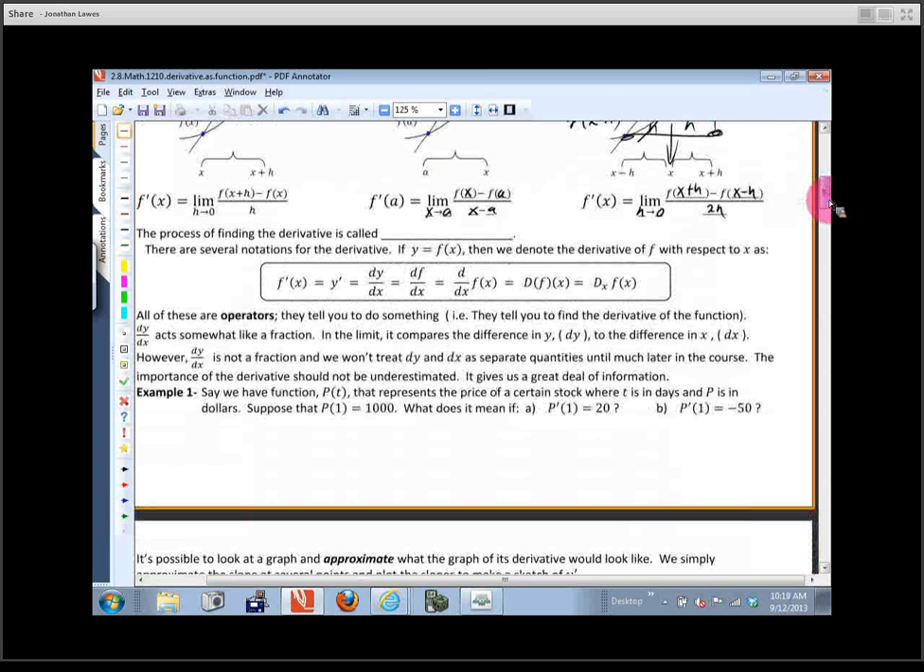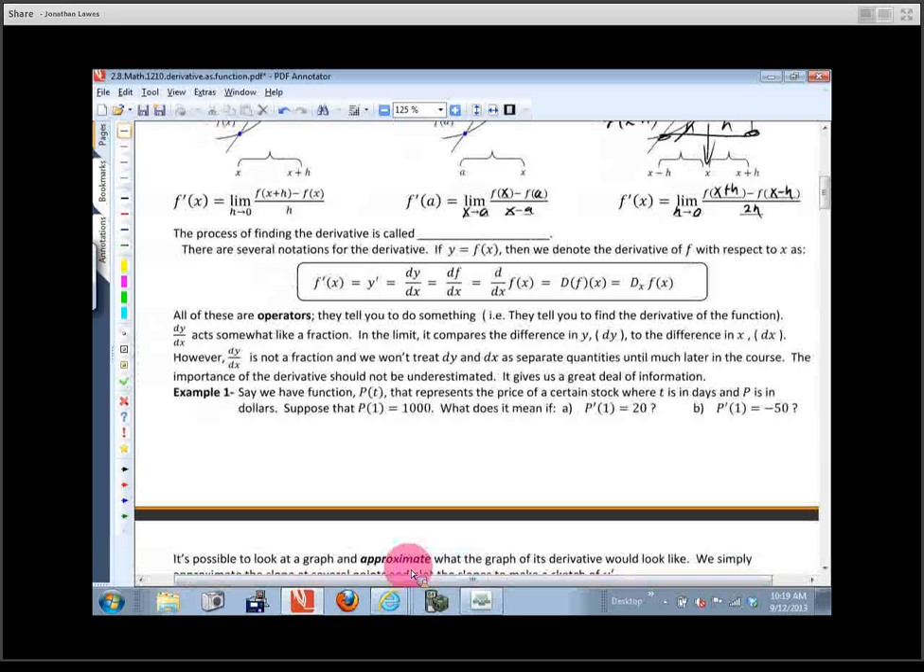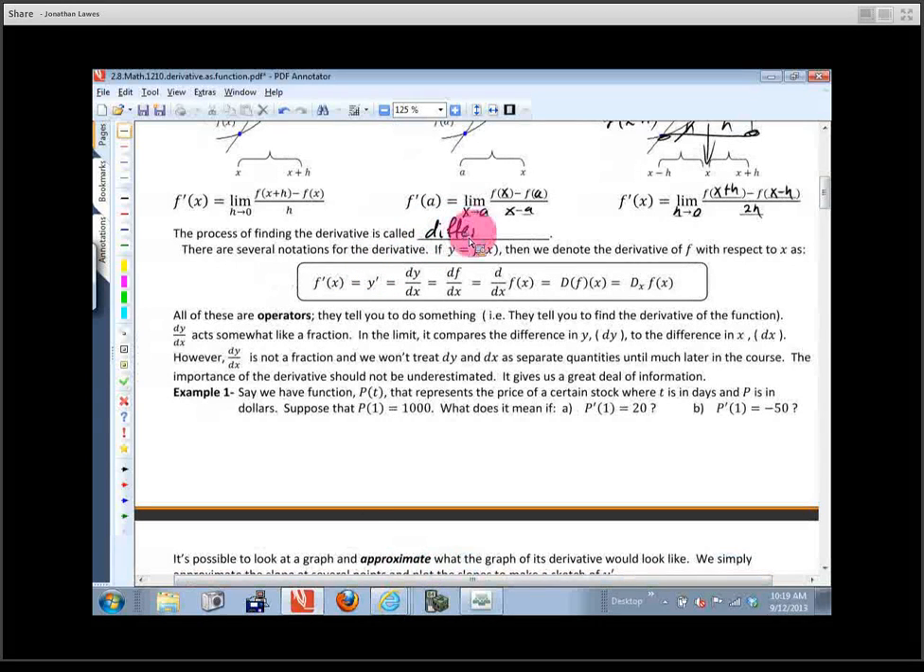Okay, so a little bit more vocabulary. The process of finding a derivative is called differentiation. So if I say, hey, do the differentiation on that, that means go find the derivative on that. And then there are lots of different types of notation that we can use for the derivative. We've seen f prime before. If we replace an f with a y, we'd be talking about y prime.